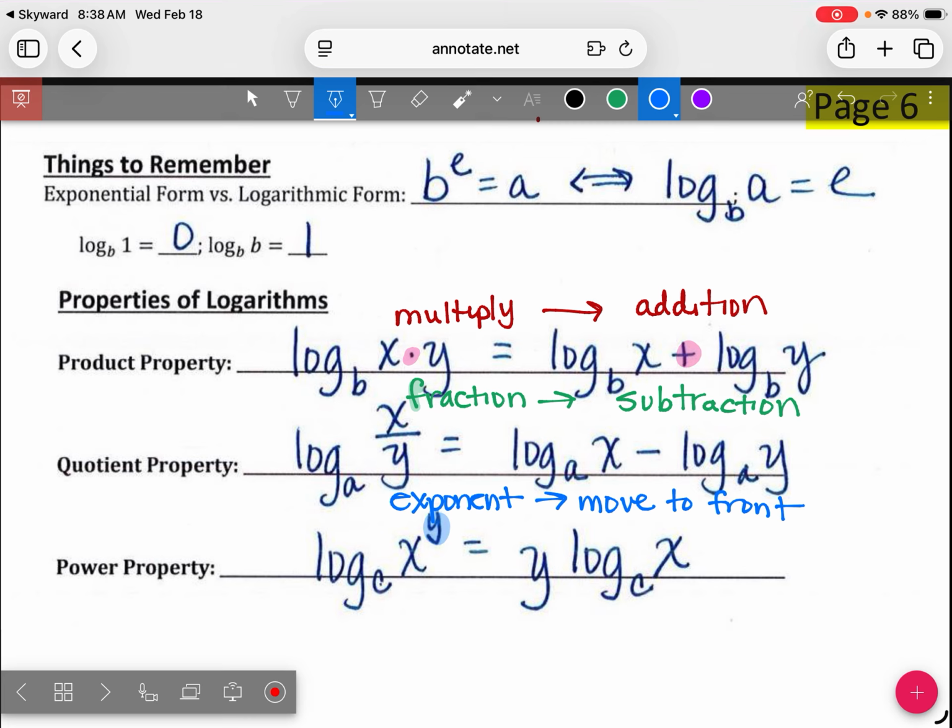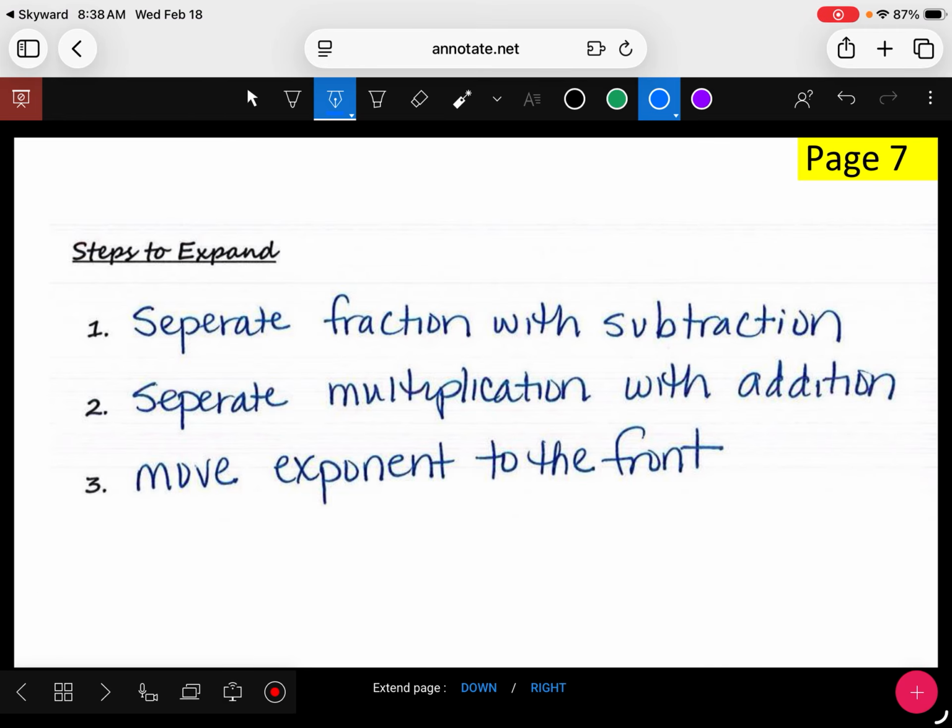So the next thing we have are, what are the steps? There are 3 different steps that we're going to follow whenever we're asked to expand. The first thing you're going to do is look for a fraction. Then the second property we're going to use is the multiplication. And the last is exponent.